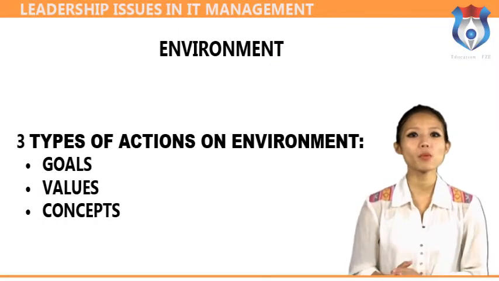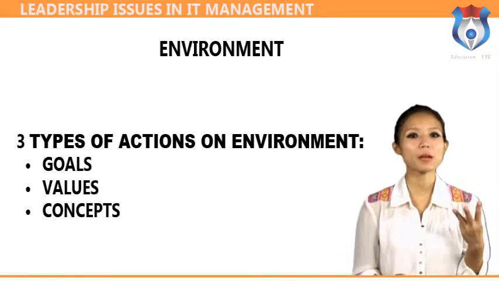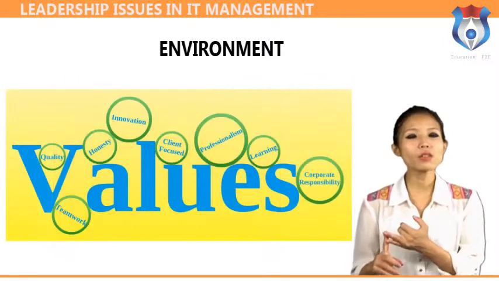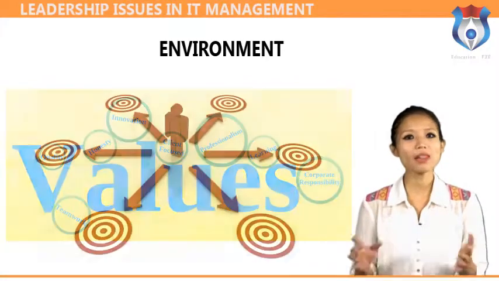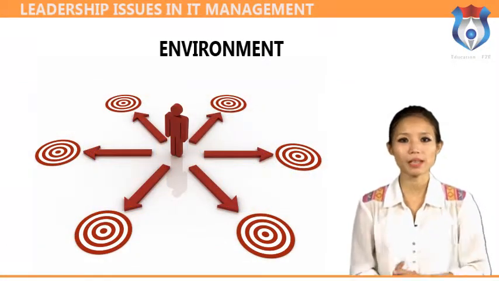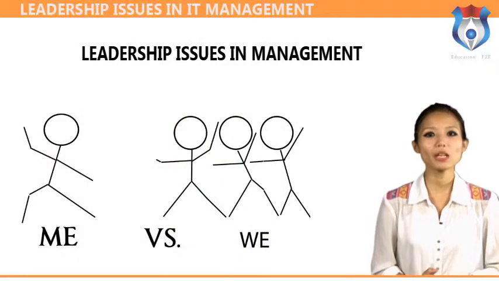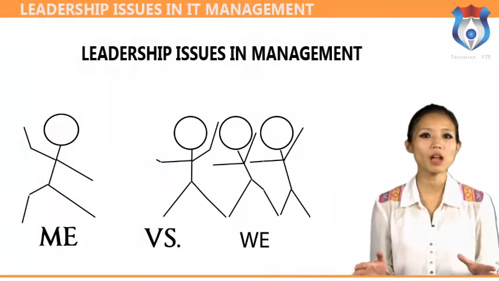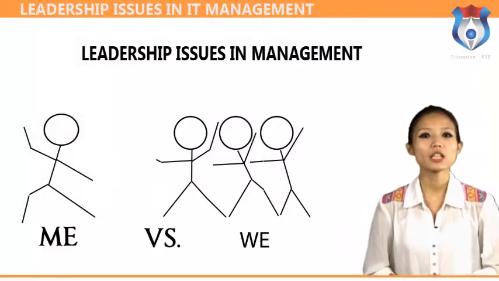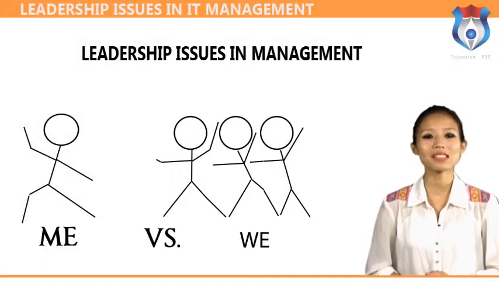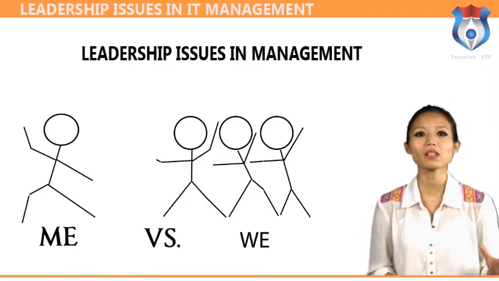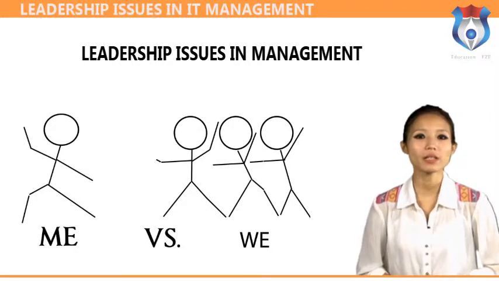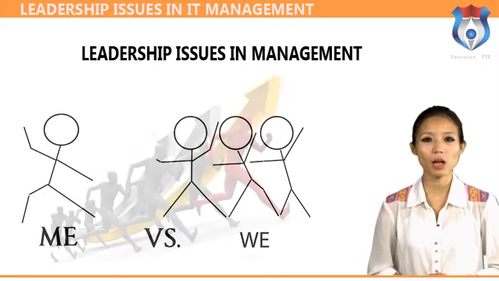Leaders exert influence on the environment via three types of action: the goals and performance standards they establish, the values they establish for the organization, and the business and people concepts they establish. Leadership issues in management. Some of the common leadership issues in management are me versus we. Leadership direction in companies needs to focus less on a singular leader who rallies the troops to win the battle and more on a coach or mentor that directs and encourages a team and helps advance the company.